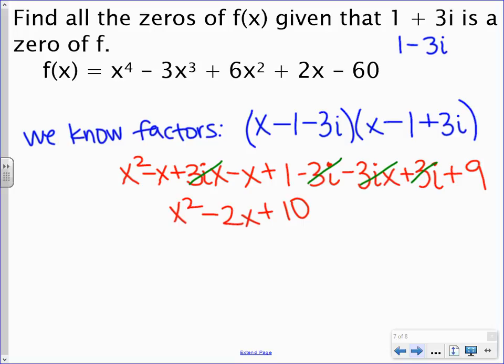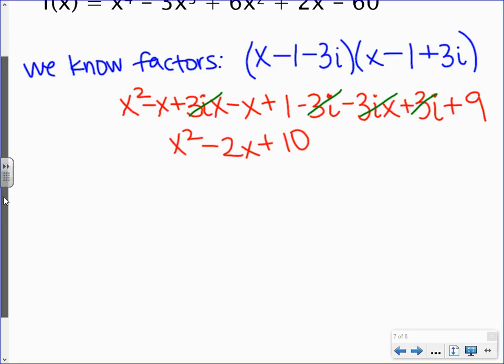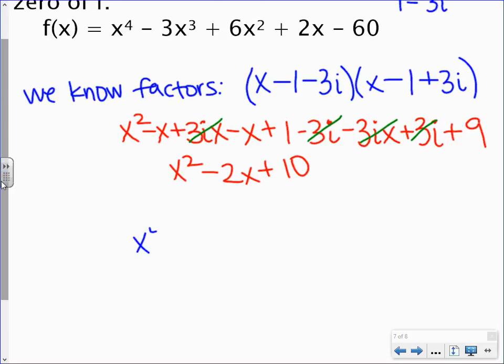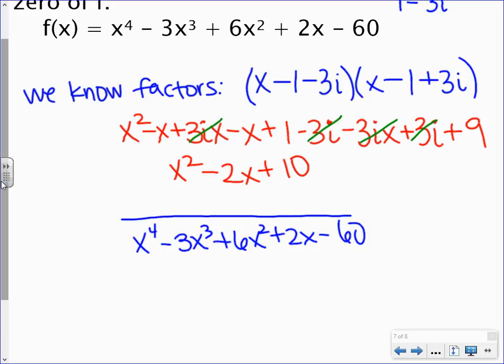Okay. Now, if we created these factors with the zeros, since these are factors, we know they divide evenly, correct? So what should be true about x squared minus 2x plus 10? That should divide evenly, because we took two factors and multiplied them to get here, so this should also divide evenly. So now, what we can do, what's our original equation? We can take x to the 4th minus 3x cubed plus 6x squared plus 2x minus 60, and we can divide it by x squared minus 2x plus 10.